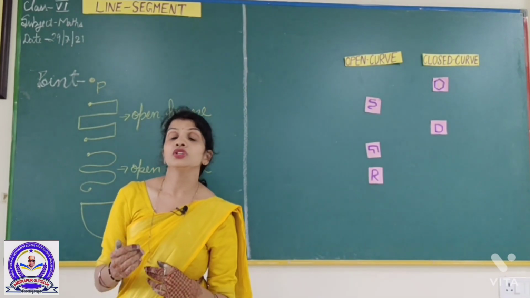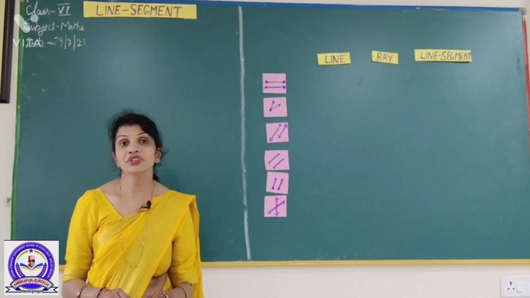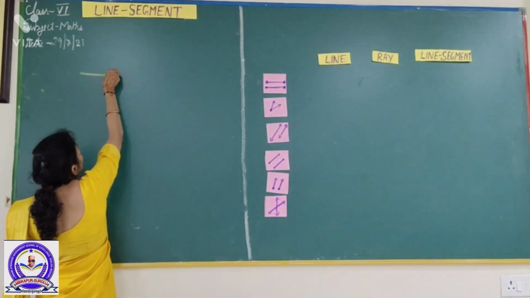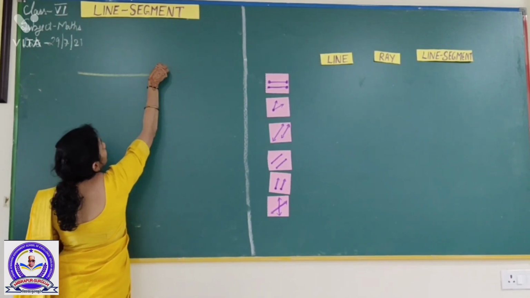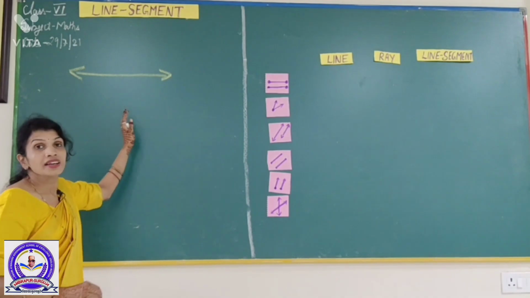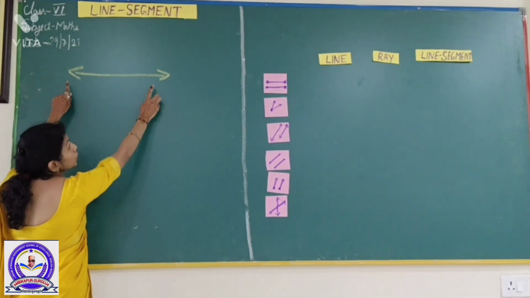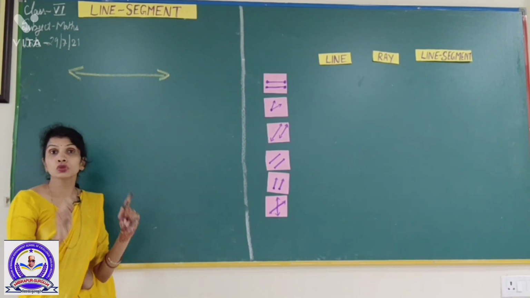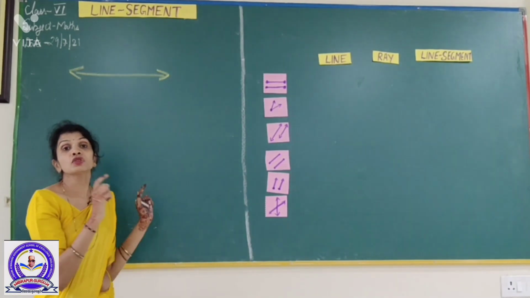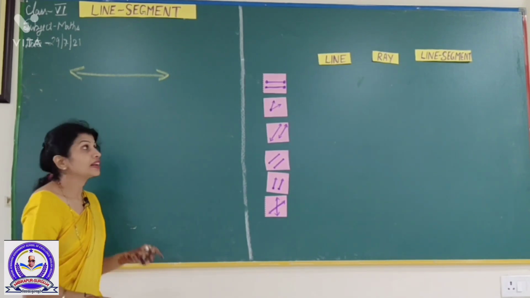Now we are going to learn about line, ray and line segment. Just look at the blackboard. Now I am going to draw a line. This line is referred to as a straight line. Here these two arrows show that this line can be extended on both sides. It has no definite length. We cannot measure this line.